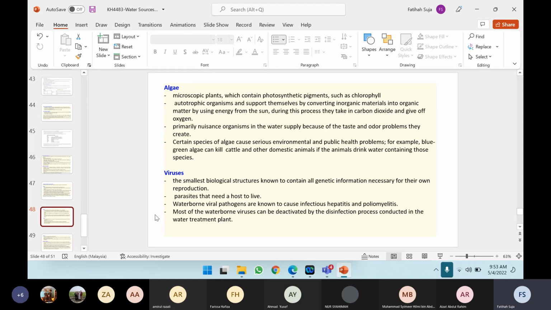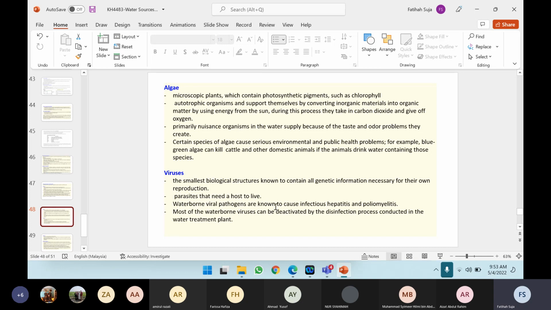What do we have now? COVID-19, COVID-19 is due to viruses. So they are parasites that need a host to live. Okay, the host is human. The COVID-19, they are viruses.